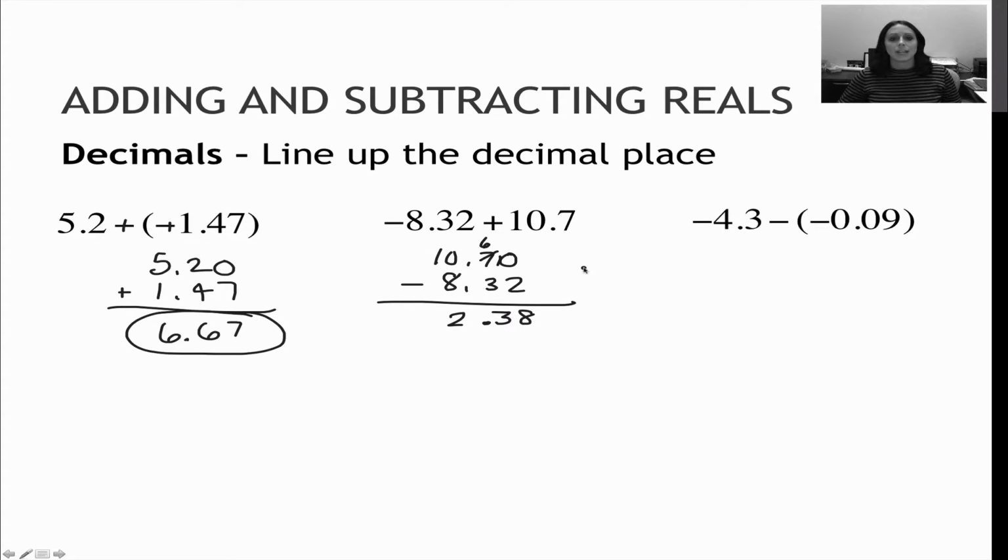So 2.38, and then I look back up here at my signs. My bigger number here is the 10.7, and that's positive, so my answer is positive 2.38, or 2 3/8.